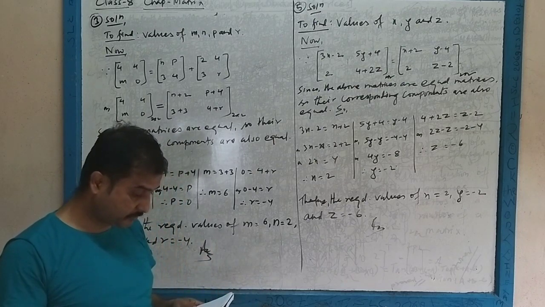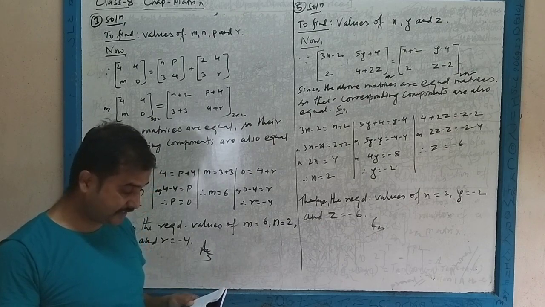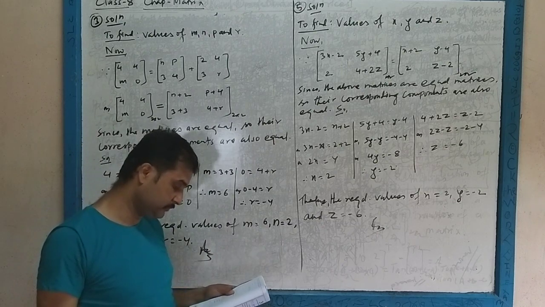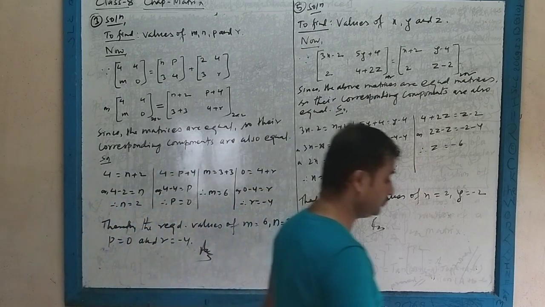So question number 7. Question number 7 and question number 8 are the same variety. Same variety. No, I am solving it. No, come here.